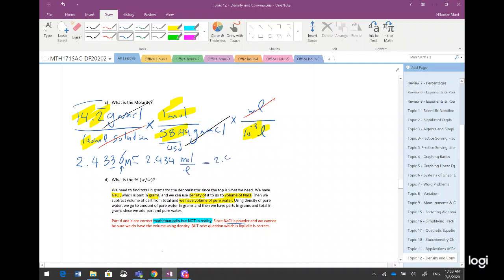Okay, 2.434 M. So that's here. This is the answer.